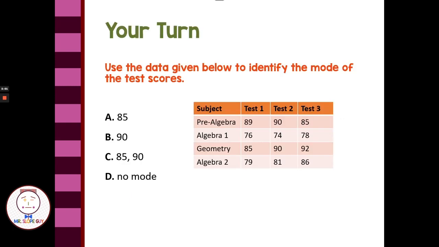So I want you guys to find the mode from the test scores given below. Pause the video here, figure out your answer, and then unpause, see how you did. So when we look over this set of data, there's two numbers that appear the most often. 85 and 90 are both there twice, so we have two modes in this case, 85 and 90.